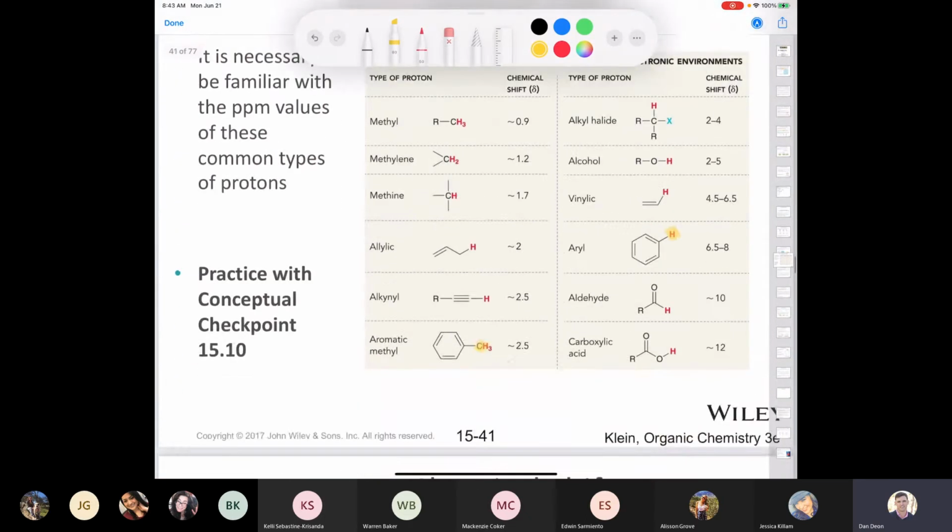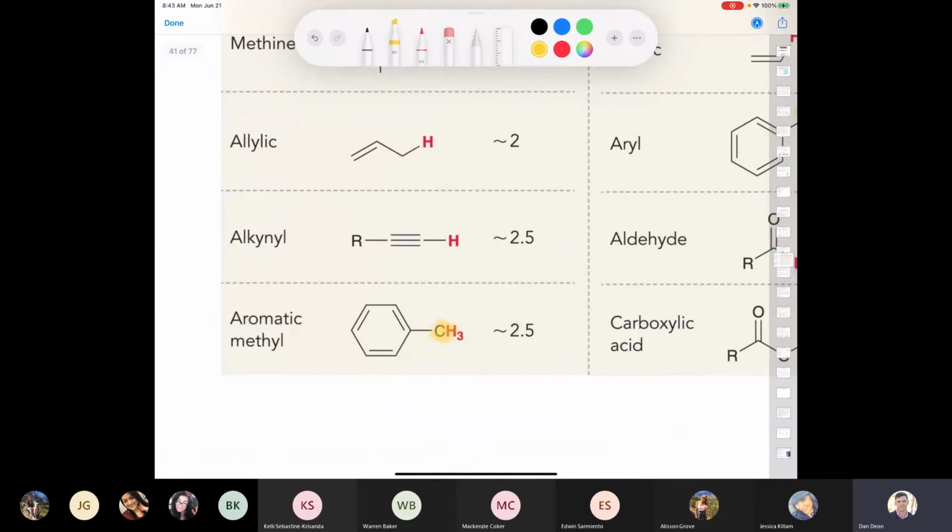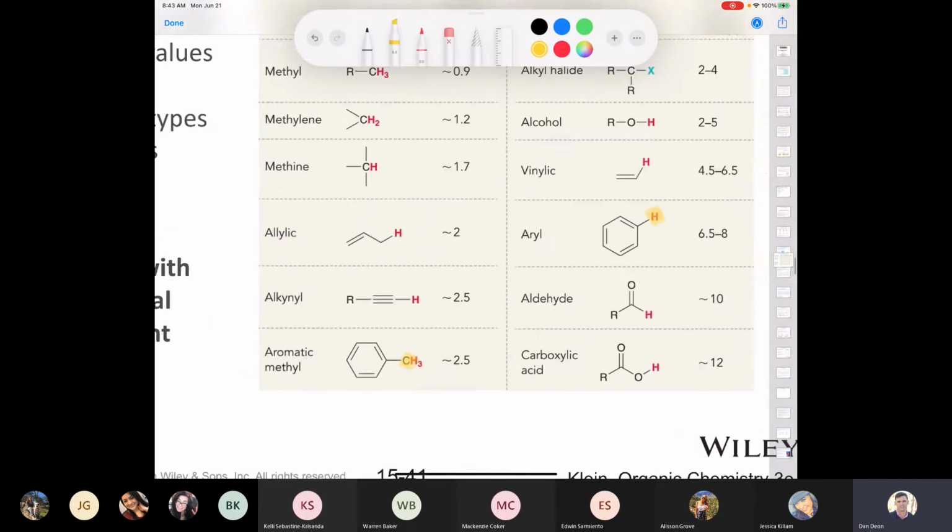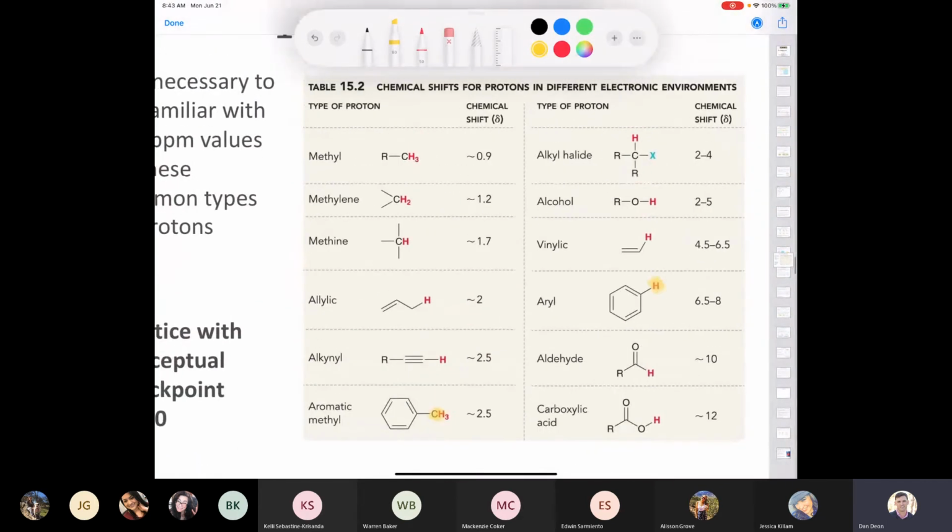So if you have an aromatic methyl attached directly to the aromatic ring, it's around 2.5. What else? An alkyl halide. Well, the halide can vary from an iodine to a chlorine to a bromine to a fluorine, so the chemical shift can vary. Alcohols have a wide range of chemical shifts, 2 to 5. It can even go outside of that.